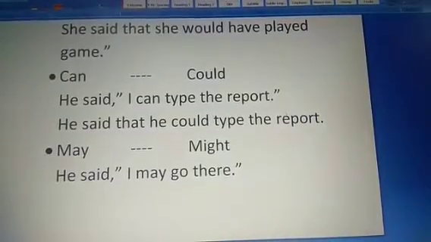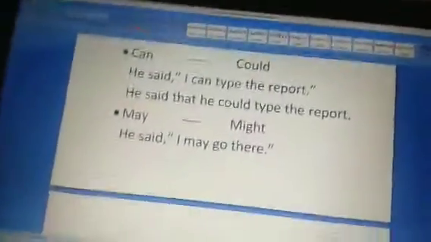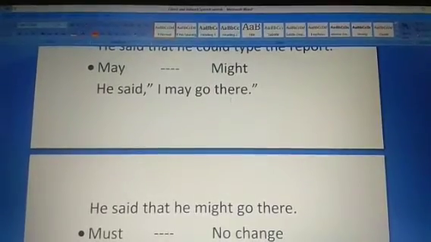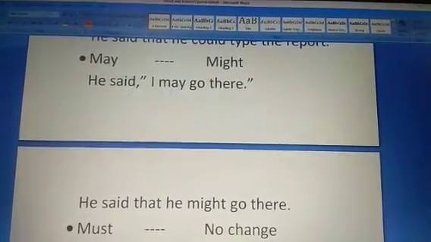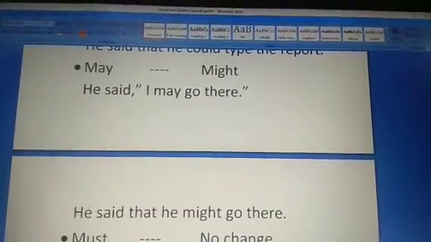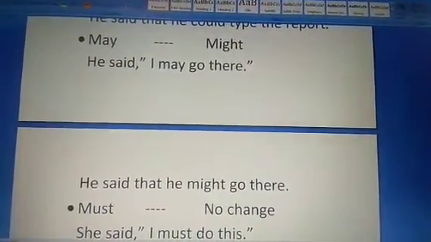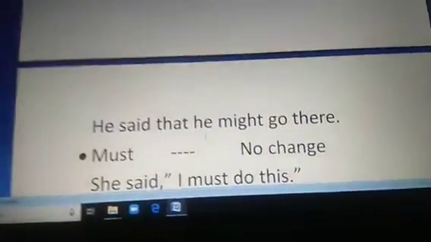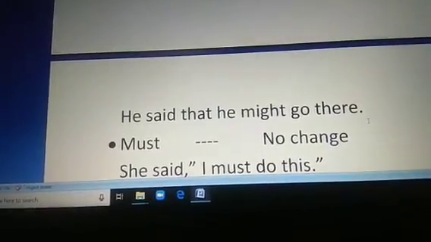And the next one is may, which is changed into might. May is changed into might. And the example is, he said, I may go there. And said is the reporting verb. And obviously when the reporting verb is in past tense, this may of the reported speech will be changed into might. And rest will remain the same. And when it gets changed into indirect speech, it reads like, he said that he might go there. Said, that is the conjunction. He is the pronoun which has been changed, and may has been changed into might. And this one is an indirect speech.